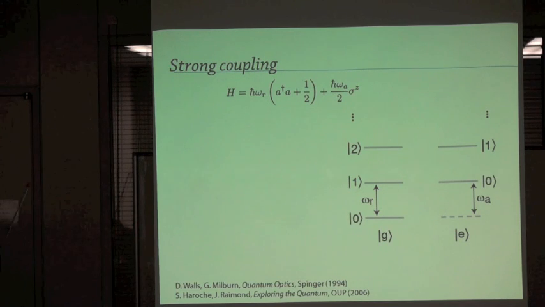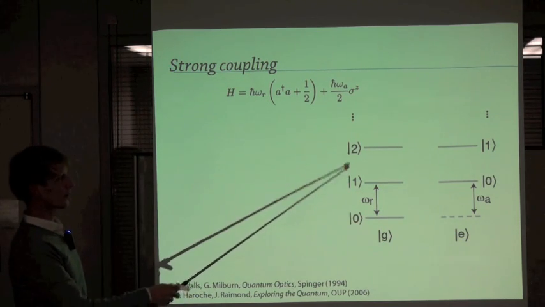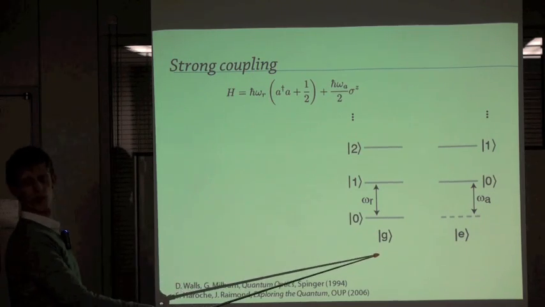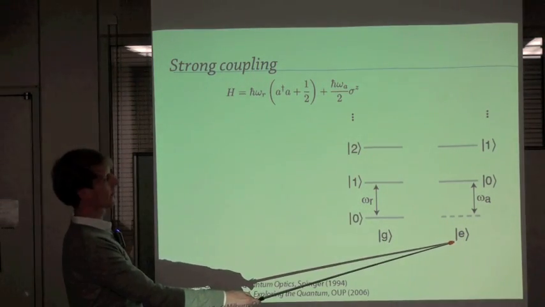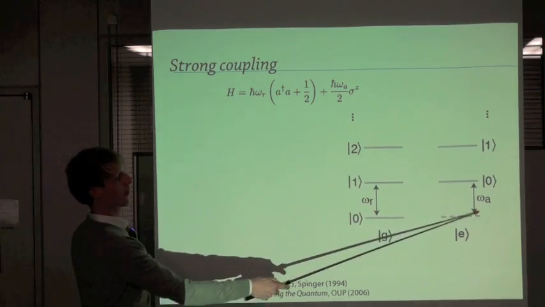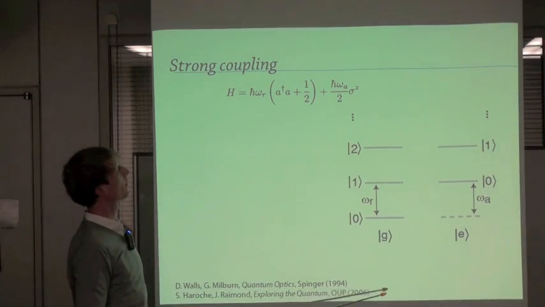So that's the uncoupled energy level scheme. Here you count the photons with energy omega r when the qubit is in the ground state. Here the qubit is in the excited state. So this photon ladder is simply shifted up by the qubit frequency omega a.